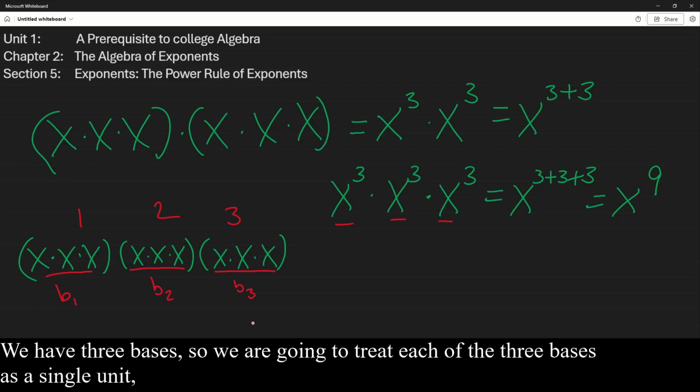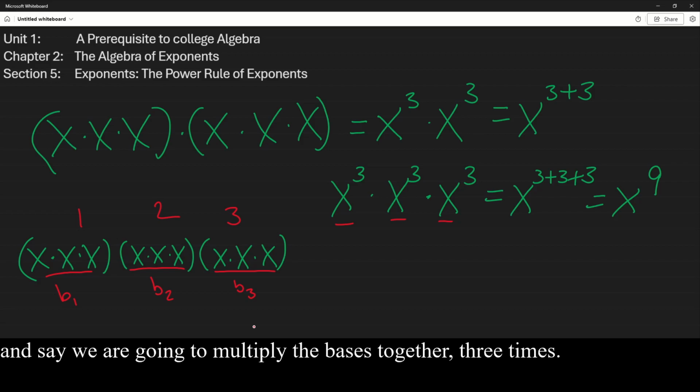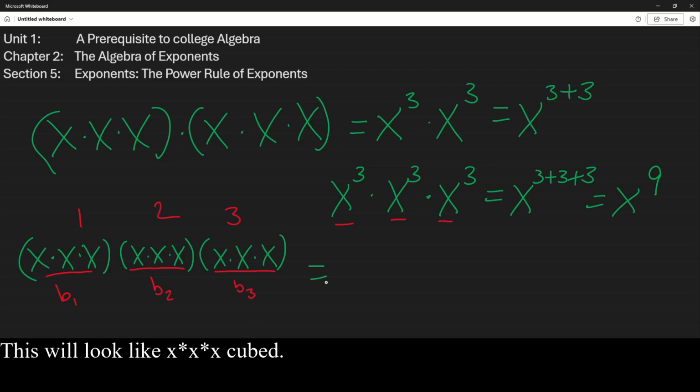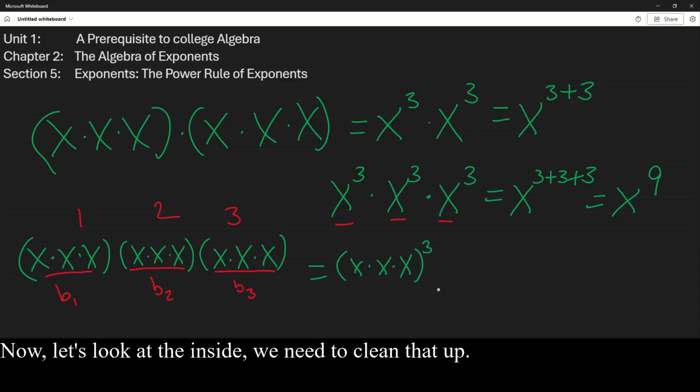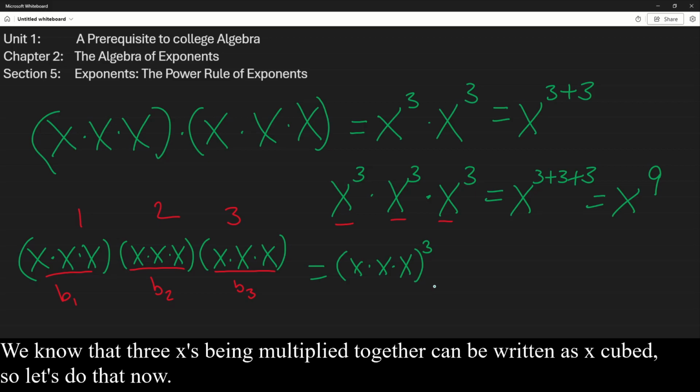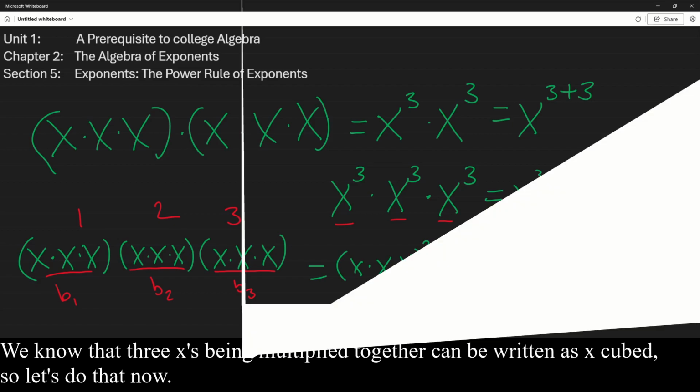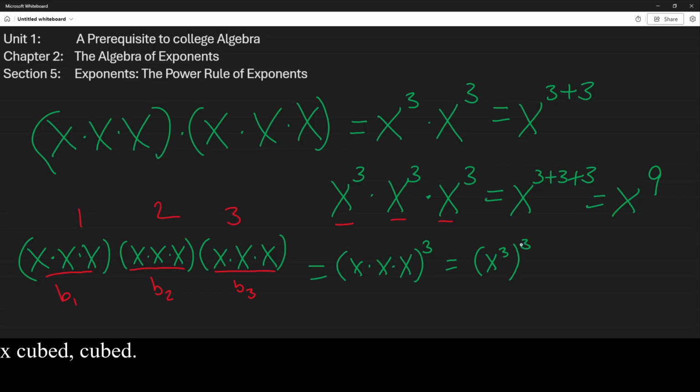We have 3 bases, so we are going to treat each of the 3 bases as a single unit and say we are going to multiply the bases together 3 times. This will look like x cubed times x cubed times x cubed. Now let's look at the inside. We need to clean that up. We know that 3 x's being multiplied together can be written as x cubed. So let's do that now. We now have x cubed, cubed.